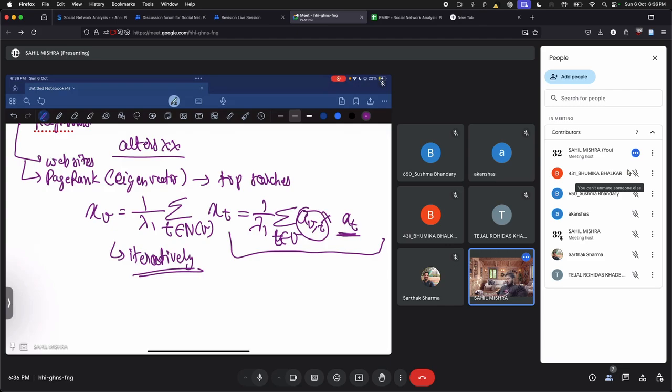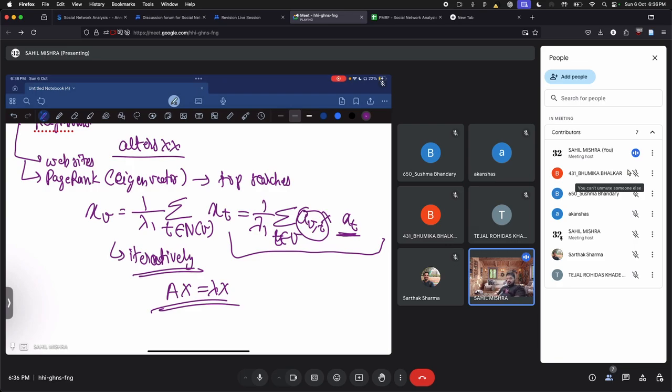So if you write it in matrix form, it just looks like this: Ax equals lambda x. You can bring this lambda here, and this is the matrix form. That is how it looks. So any doubts till now? Any questions? I'll explain how this gets adapted in Katz centrality and PageRank. But till now, any doubts?